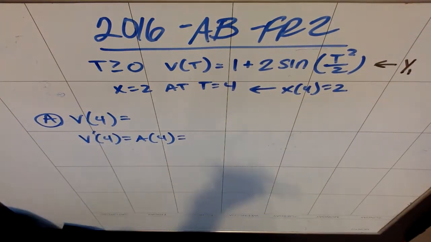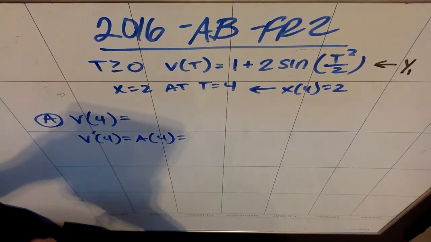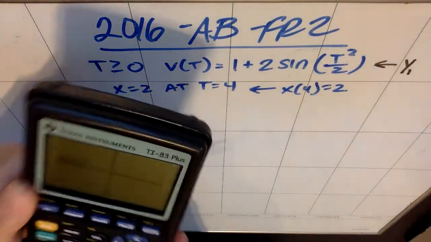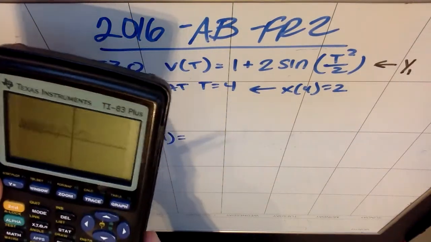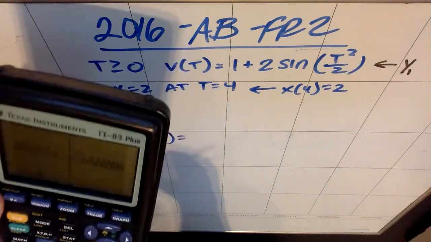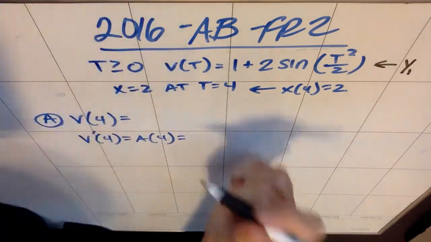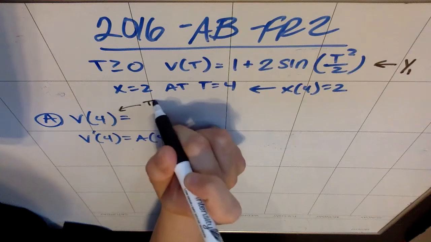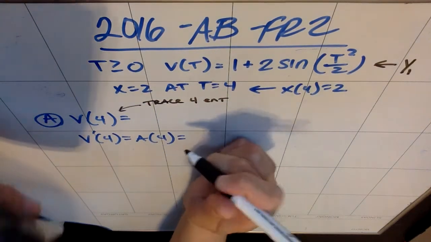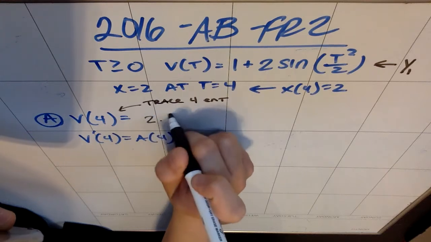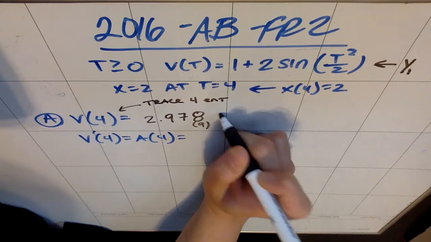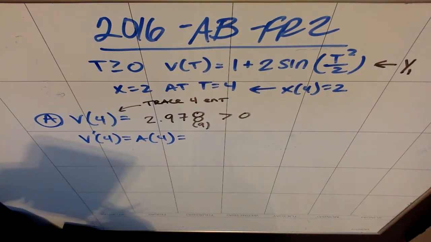So in order to find v of 4, there are a couple different ways to do it, but the easiest way is to graph it in your calculator. This is my crazy v graph. If I hit trace and 4, that'll be when t is 4. I hit trace, then 4 for the x, and hit enter, and I get 2.978 or 9, depending on if you round or truncate, which is positive.